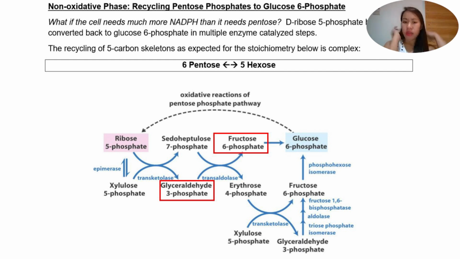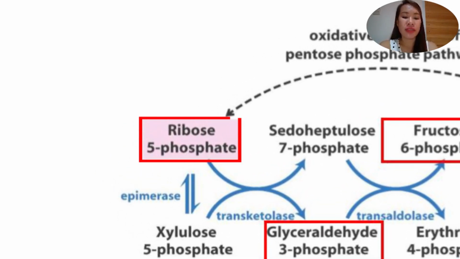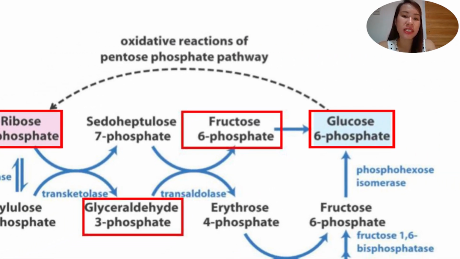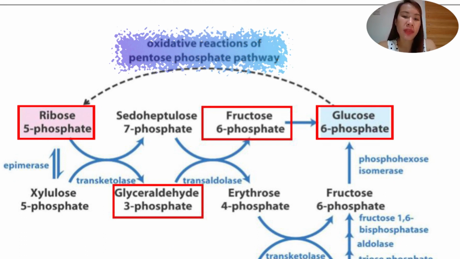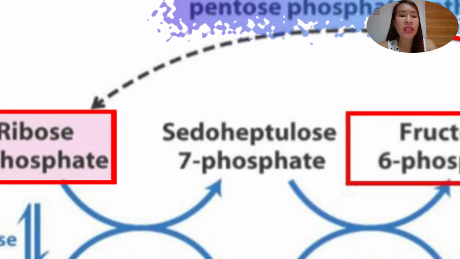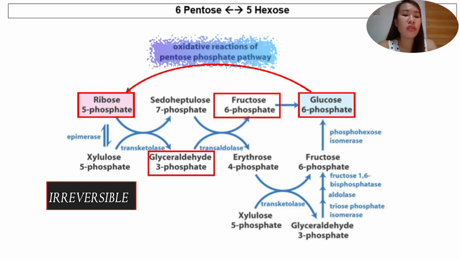Now, I want you to take note here. At the end of the oxidative phase, class, what we were able to produce is the ribose 5-phosphate, right? And our substrate is glucose 6-phosphate. So we can see here, this is the oxidative reaction of the pentose phosphate pathway. This is the first one we discussed earlier. This is the irreversible phase and this is the first phase. From the substrate glucose 6-phosphate, it made ribose 5-phosphate. And this process is irreversible. Once you have already converted it to ribose 5-phosphate, you cannot reverse it anymore using the oxidative reaction.